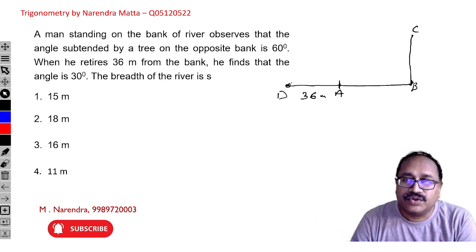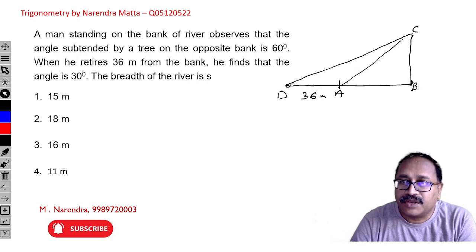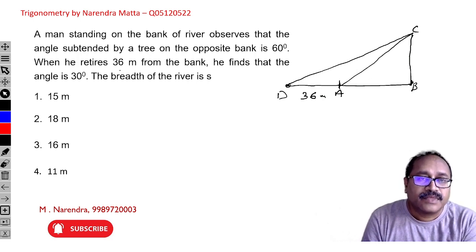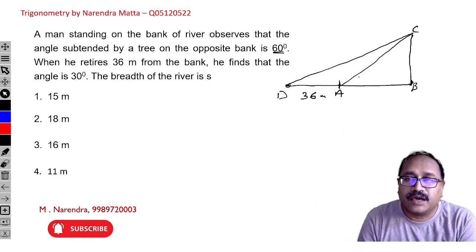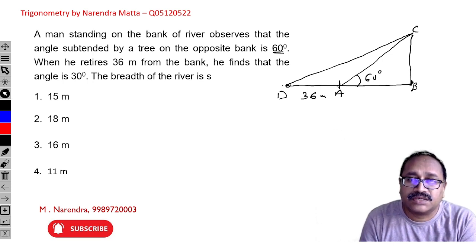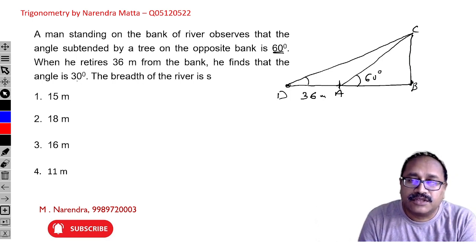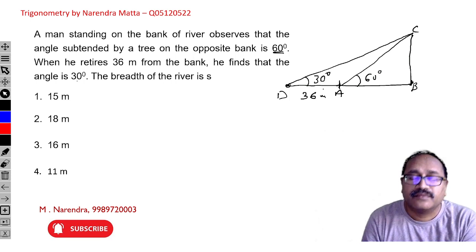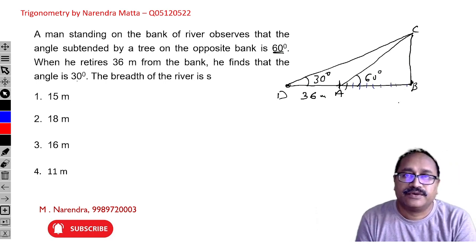Okay, so let's draw the angle here and the angle on the top of the tree. So initially, without retiring 36 meters, the angle of elevation was 60 degrees. After he walks 36 meters away from the river, the angle of elevation is 30 degrees. Now the question is, what is the breadth of the river? That's what, AB, I need to find out.